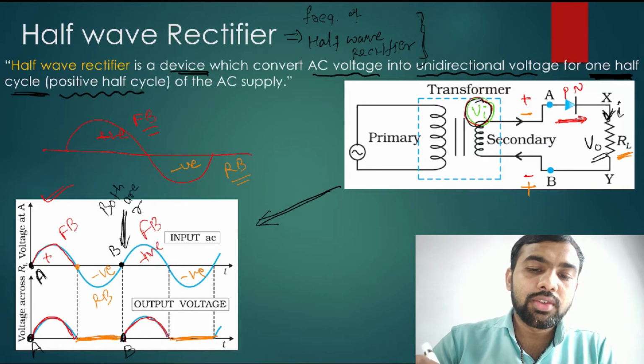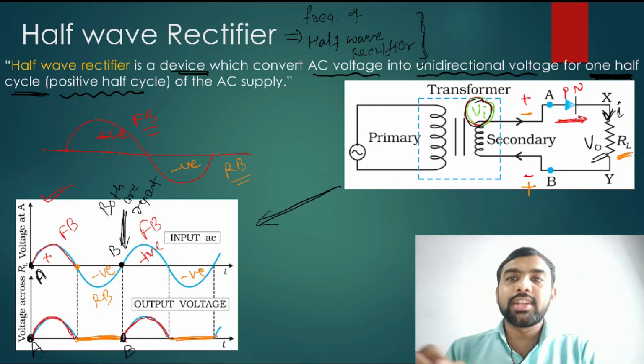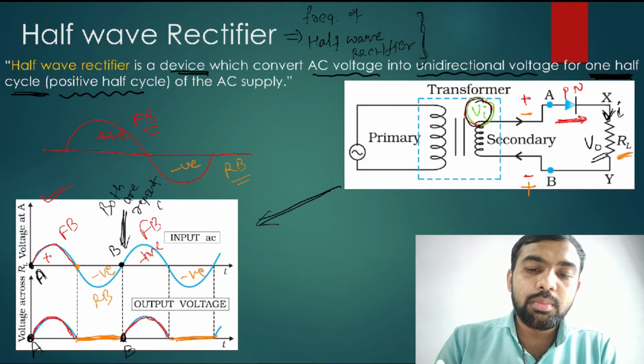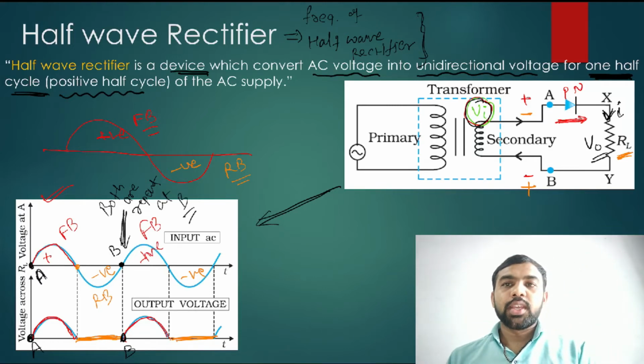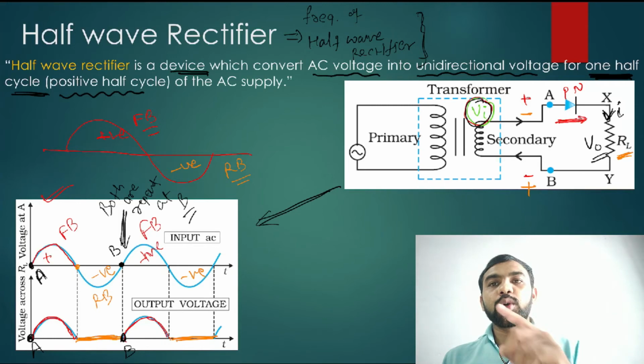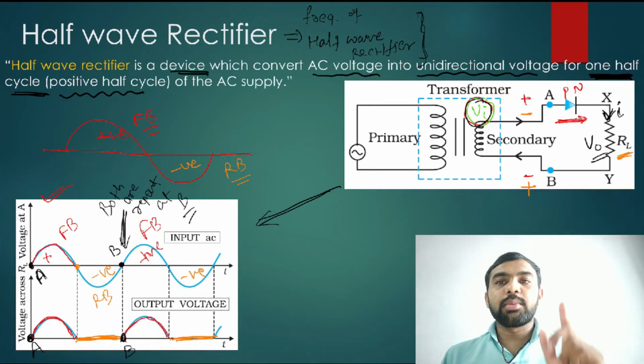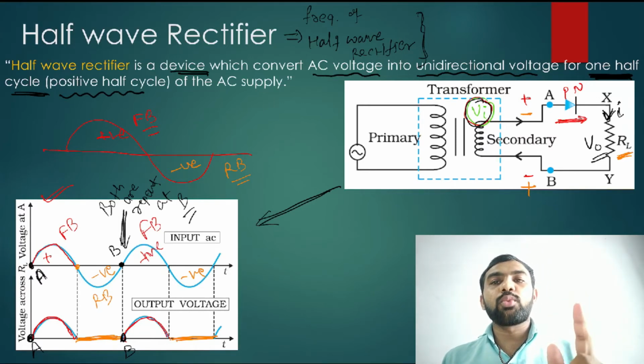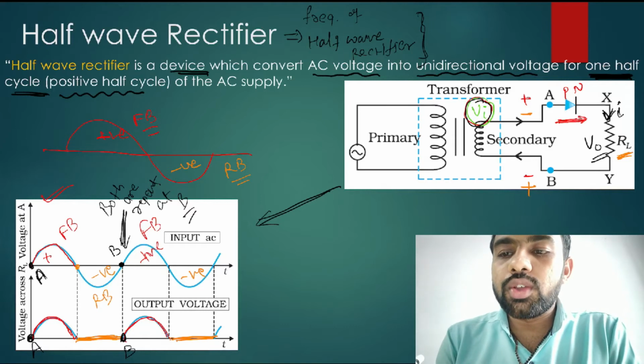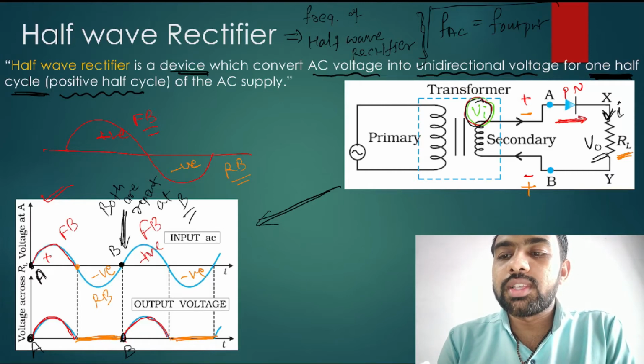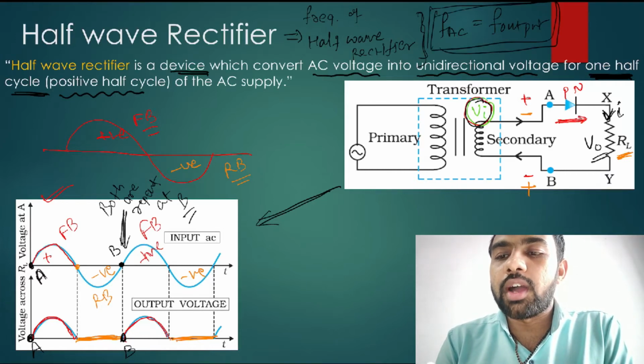Both the signals repeat at B. Both start at the same time and both end at the same time. It means the time period for the input voltage and output voltage must be the same, so the frequency of input voltage and output voltage are both the same. So the frequency of AC is equal to the frequency of output. In a half wave rectifier, the frequency of input is equal to the frequency of output.